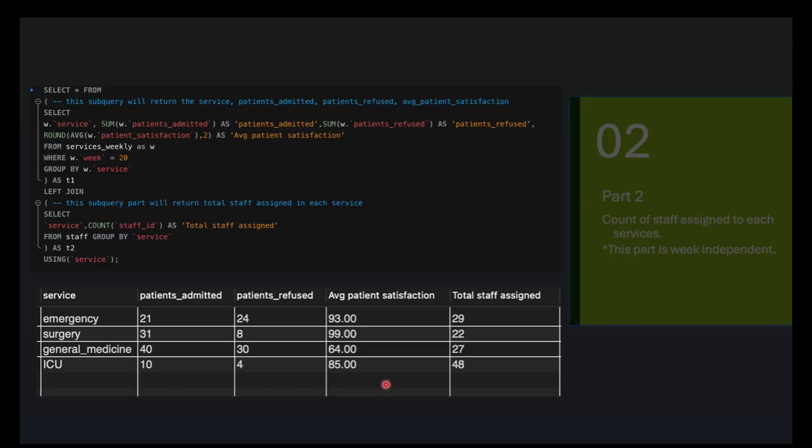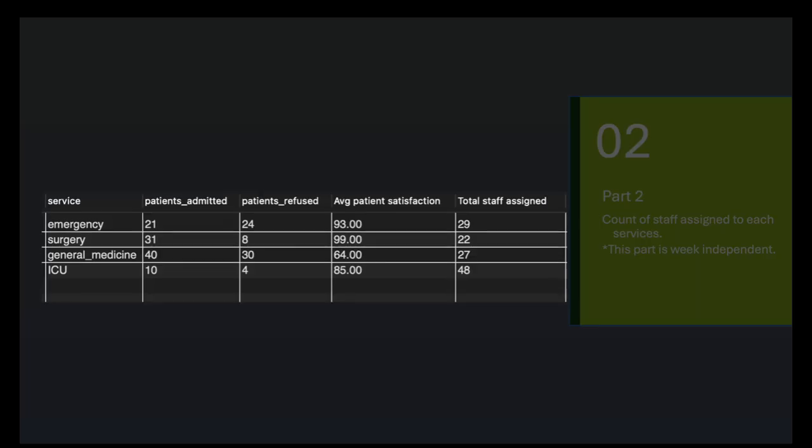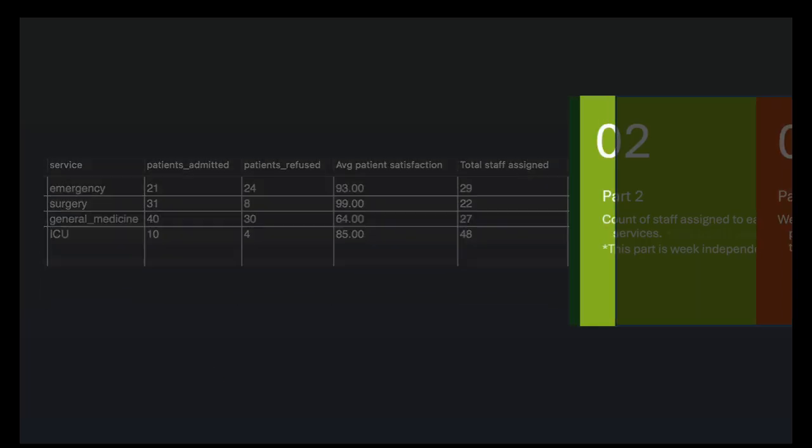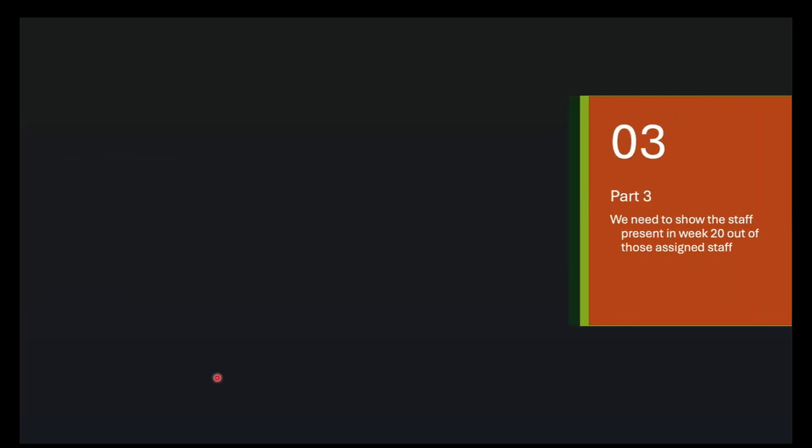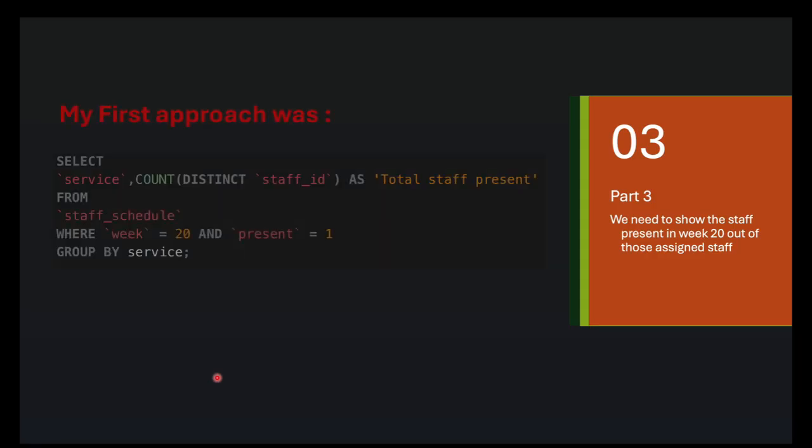So from our final output, I already achieved four columns. One final column is how many staff are present for that week 20 in each service. So that comes to part 3.